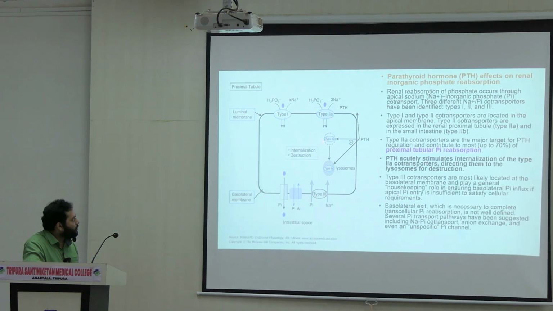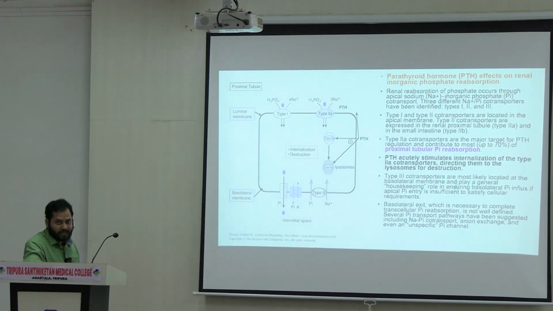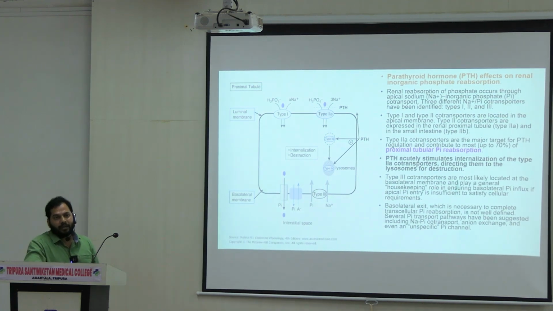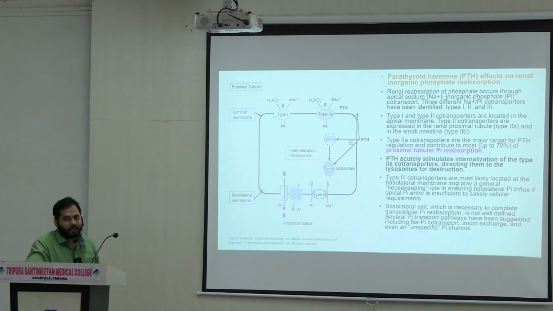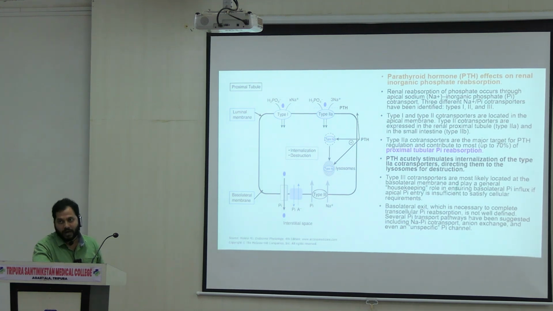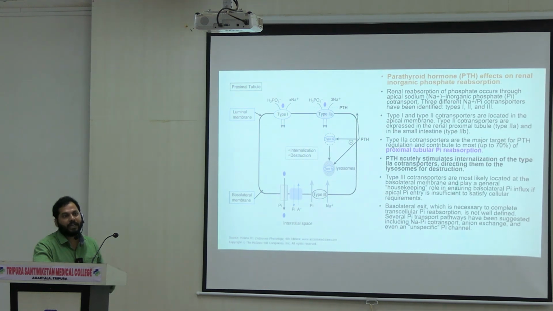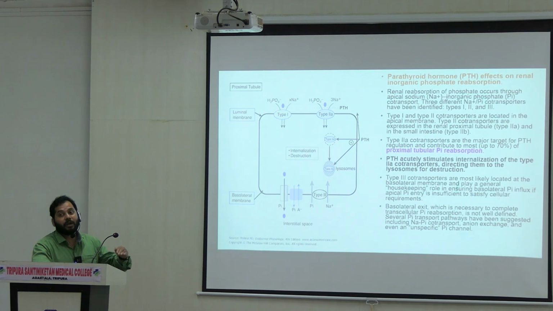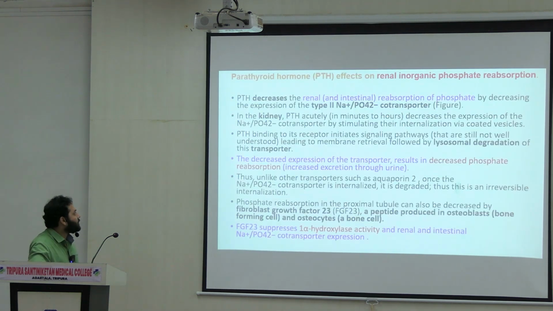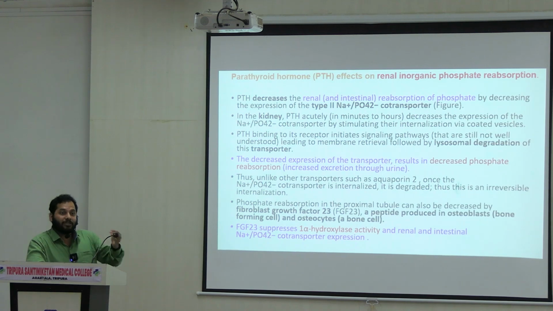There is the internalization of type 2A co-transporters, and after the internalization, it is attacked by lysosomal enzymes, right? This attack by lysosomal enzymes leads to the degradation of this type 2 co-transporter, meaning there is a decrease in the expression of this type 2 co-transporter. As I mentioned in the first slide, PTH decreases the renal reabsorption of phosphate by decreasing the expression of type 2 sodium phosphate co-transporters. So how is there a decrease of expression?